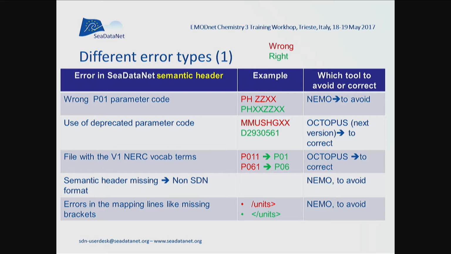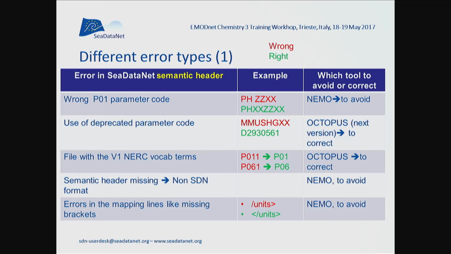The red one has bad codes, and the green one had the right codes. So we found some files with this code, which doesn't exist in P01, should be this one. If Nemo has been used to convert your file, you will never have this red code in the files.